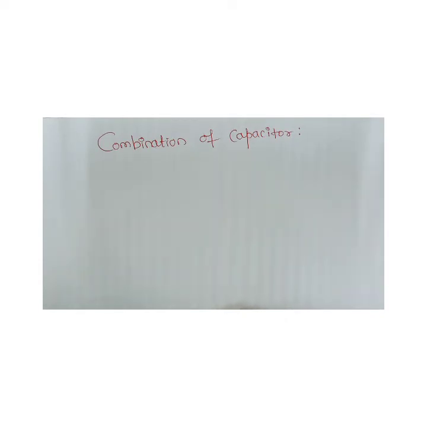So today I've come with another video on the topic combination of capacitors, and surely you will get a 3 marks question on this topic. Combination of capacitors means we are considering one or more capacitors connected to each other. There are two ways to connect them: one is series combination and another is parallel combination. What happens if you connect them in series and in parallel, we are going to study in this topic.